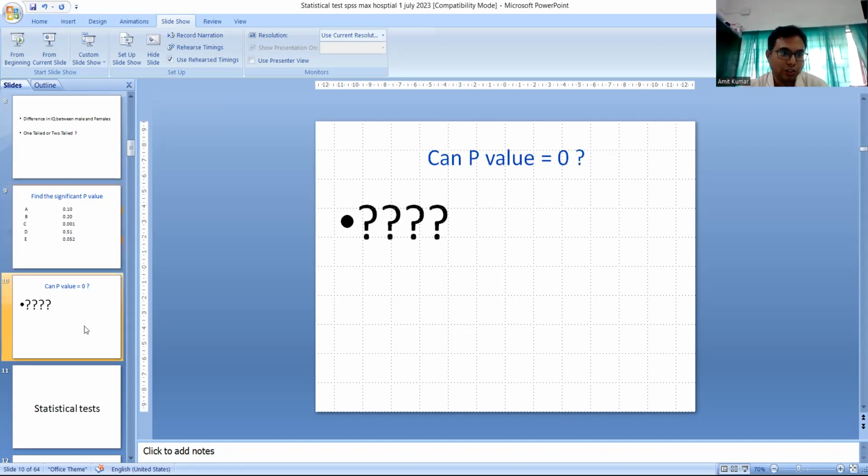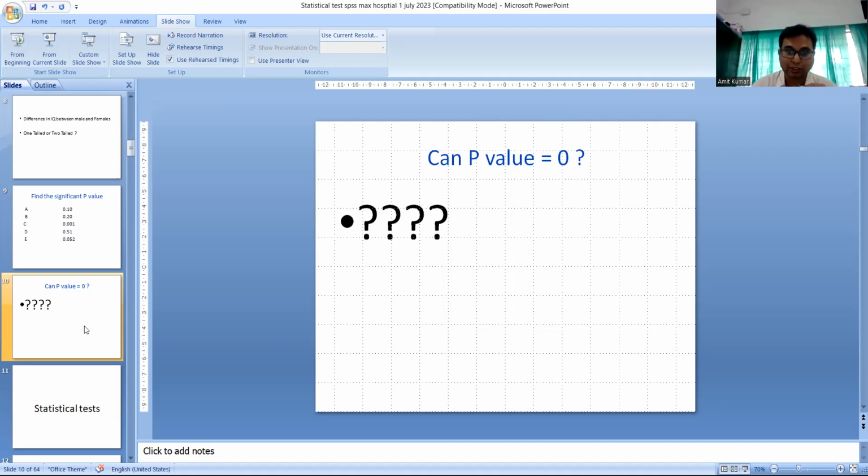So now my next question is, can p-value be 0? No, sir. My slide is visible, no? It is moving, yes? Yes. Okay, thank you.